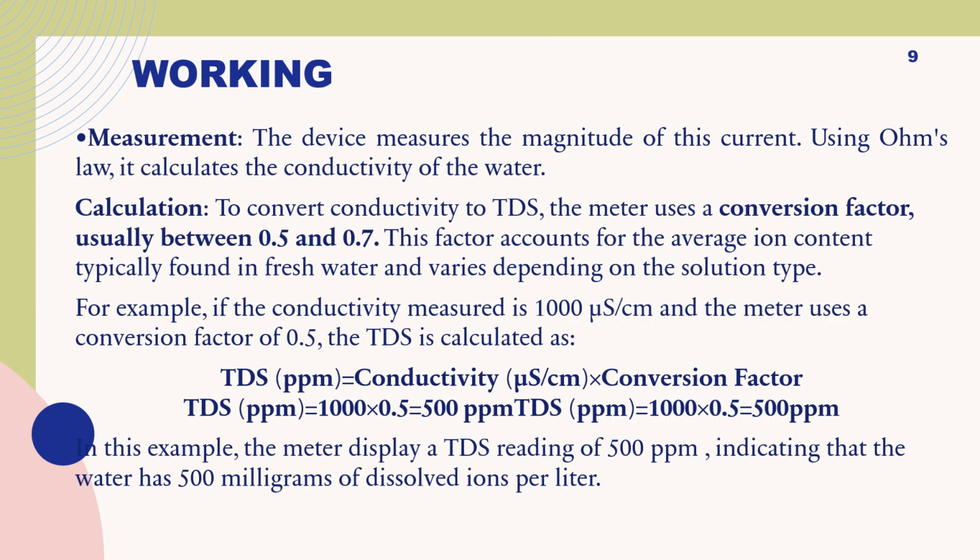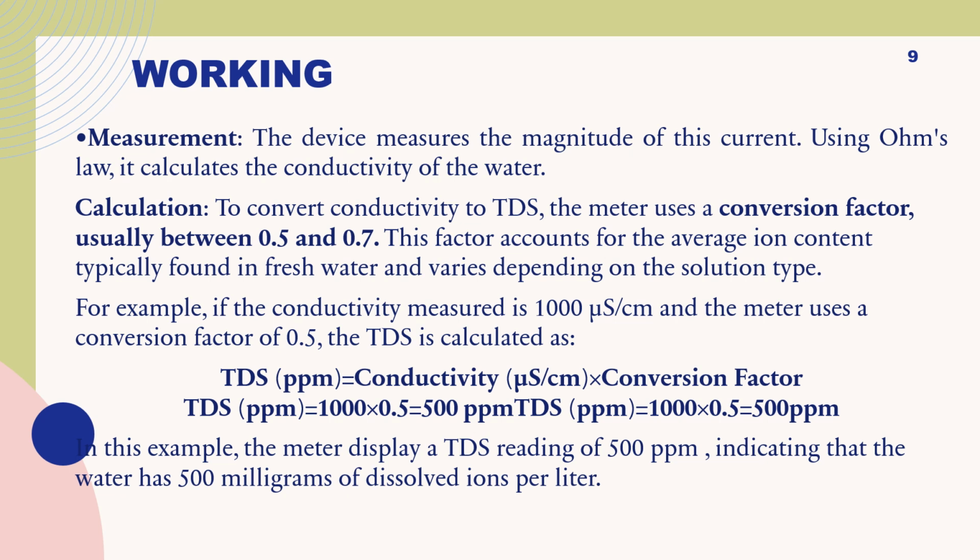Measuring the conductivity. The TDS meter measures the magnitude of electrical current flowing between the electrodes. The higher the concentration of dissolved ions, the greater the conductivity of water. Pure water, in contrast, has very low conductivity because it lacks significant dissolved ions.